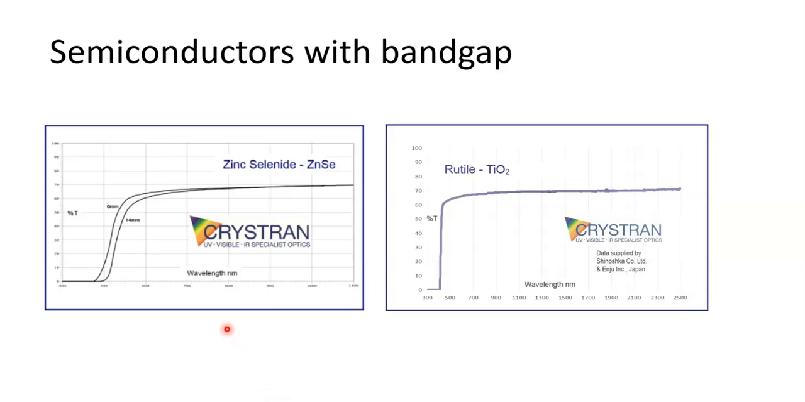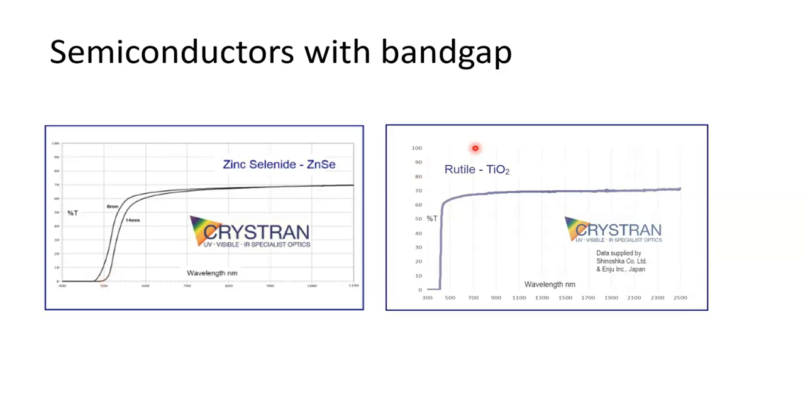First, let's take a look at zinc selenide. It has a bandgap at around 480 nanometers. Loss is small at longer wavelengths, since the transmission is large. Loss is high at short wavelengths above the bandgap.